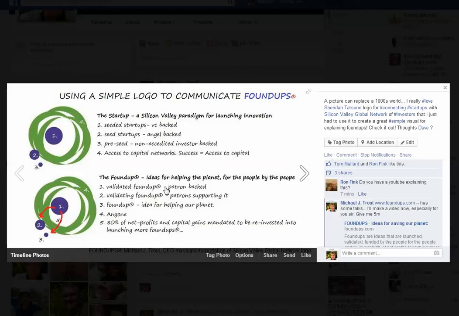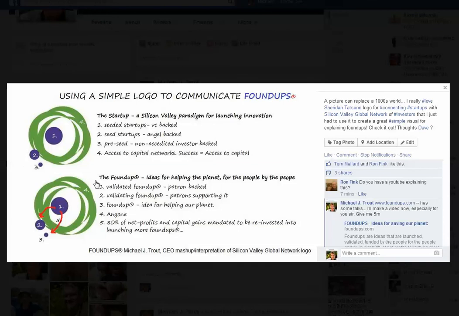Let me explain it. FoundUps are any idea for helping the planet. It could be a permaculture farm, it could be a garden, it could be picking up trash on the beach, anything that helps the planet or living systems.